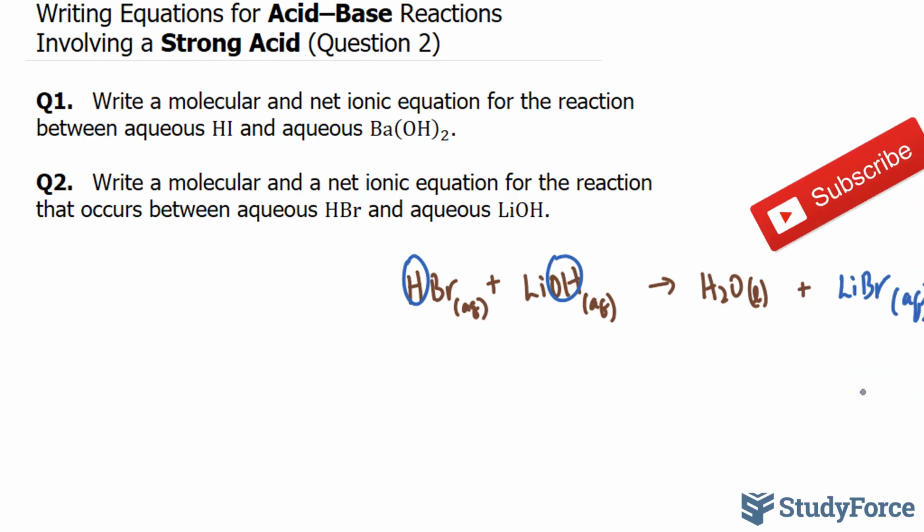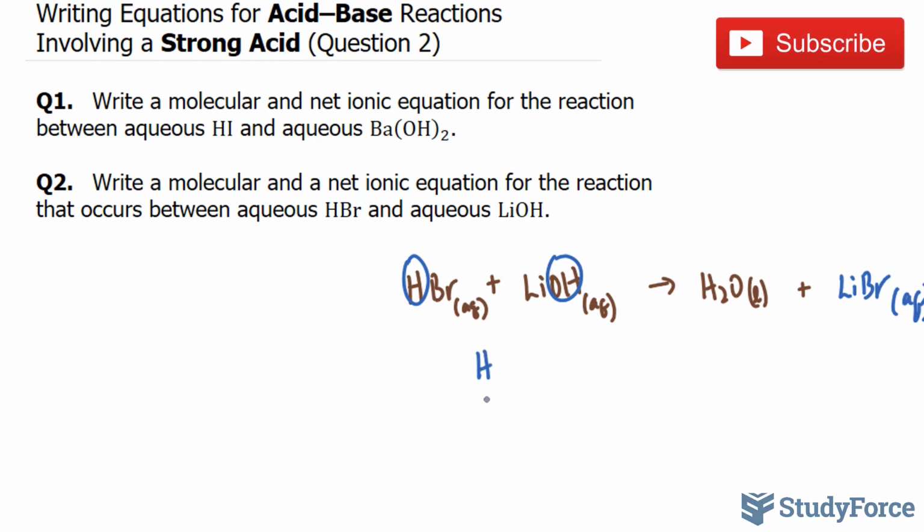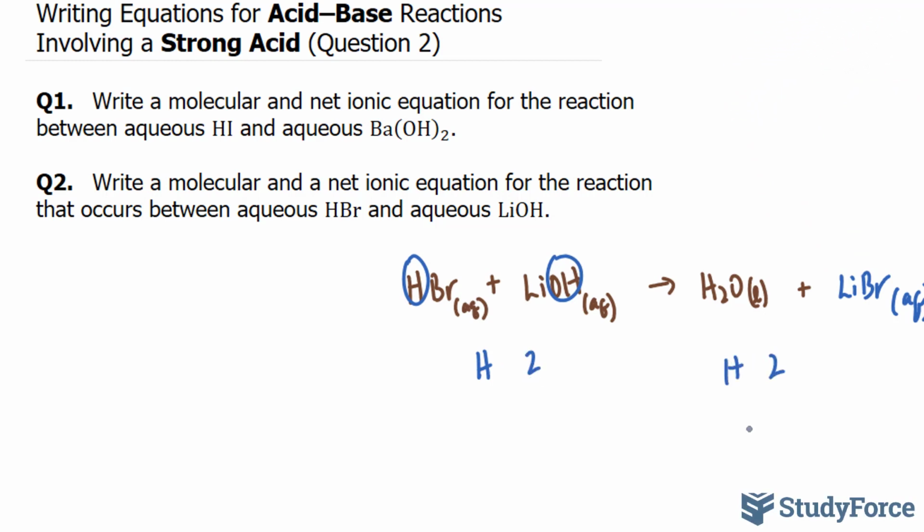Let's see if our equation is balanced, and it has to be balanced moving forward. We have 2 hydrogens on the left side and 2 on the right side. We have 1 bromine on the left side, 1 on the right side. 1 lithium on the left side, 1 on the right side. And finally, 1 oxygen on both sides. So this is balanced. We don't need to do anything with that.